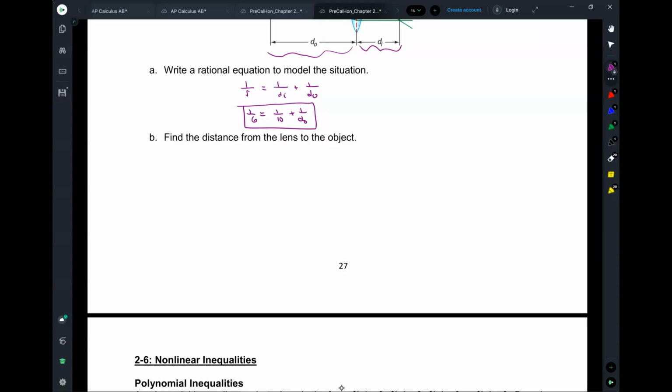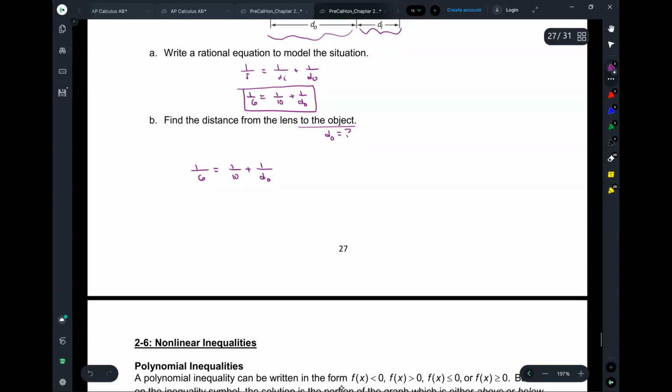Next, find the distance from the lens to the object. So we need to find DO. Okay, fine. We just solve this equation. All right. So between the 6 and the 10 and the DO, what is the LCD? Well, it's 30 DO, right? So multiply every term by 30 DO. Okay, the DO's cancel here. And so let's see what we get.